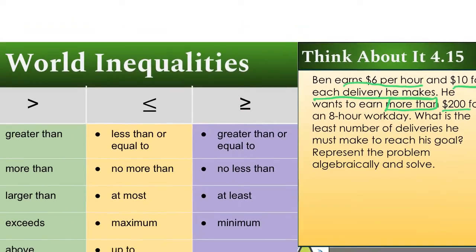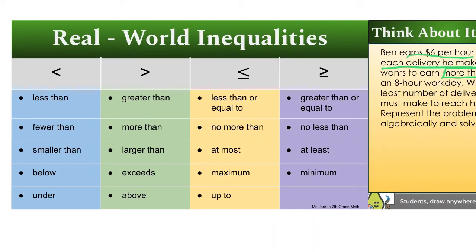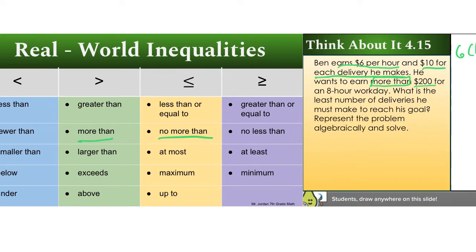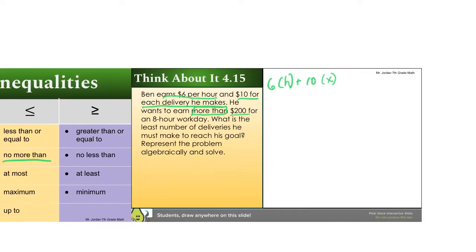So first, let's look at more than. In our real world inequalities, let's find more than. I see more than, no more than, at most. Those are the only words with more. So is it more than or no more than? He wants to earn more than. So more than is this symbol, which is greater than, larger than, exceeds, or above. I'm going to use this symbol, greater than, in my inequality statement. It makes more than $200.